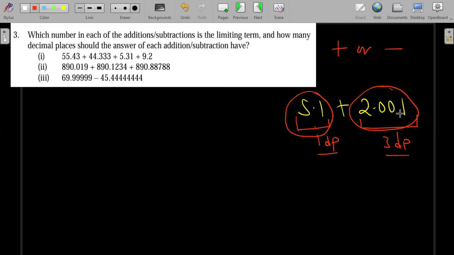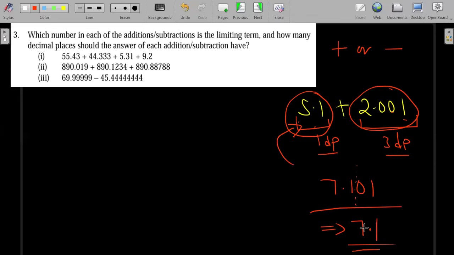So when we add these two, what are we going to get? We're going to get 7.101. I think I included an extra 0 earlier. So this is the answer that we get when we just add them. But how do you represent that final answer? The final answer should have the same number of decimal places as the one that had the least number of decimal places, so you round it off. The answer there will be 7.1. So that's what we are going to use there.